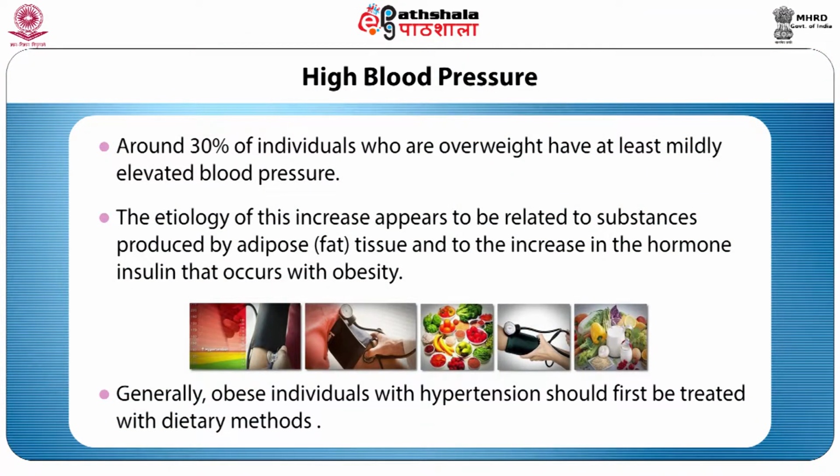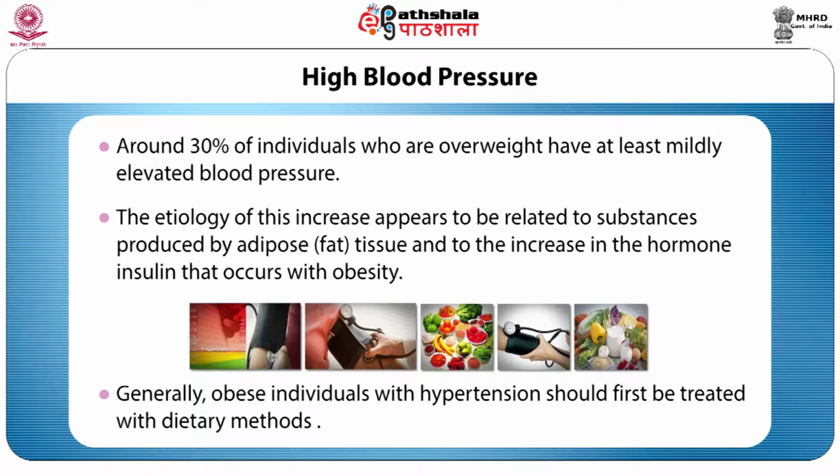Next, let us see high blood pressure among the obese. One of the most common complications of obesity is hypertension, or high blood pressure. Around 30% of individuals who are overweight have at least mildly elevated blood pressure. The etiology of this increase in blood pressure appears to be related to substances produced by adipose fat tissue and to the increase in the hormone insulin that occurs with obesity.